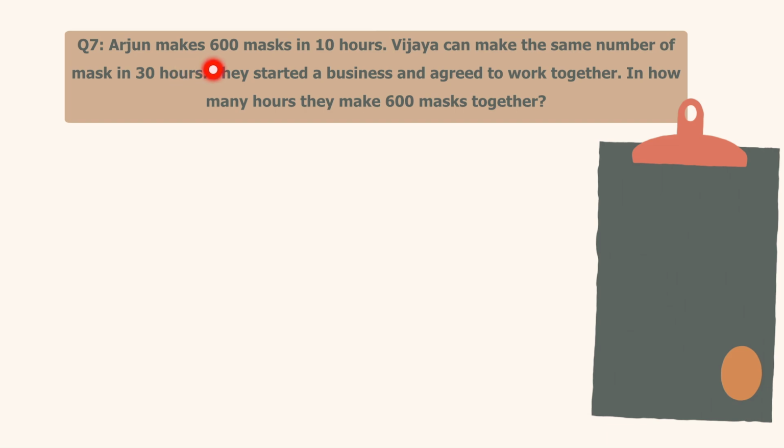This is a very simple question. How do we solve it? Arjun will do 1 by 10 of the work in a day. Don't bother about 600 masks. You can now ignore that. If they mentioned that Vijaya made 400 masks in 30 hours, then all of a sudden it is an entirely different question. We will see that in the coming videos in level 2 and level 3, because their work is different. Here both of them are doing the same work, and together also they do the same work, and how much time they take is what is being asked. So we can ignore whatever the work is.